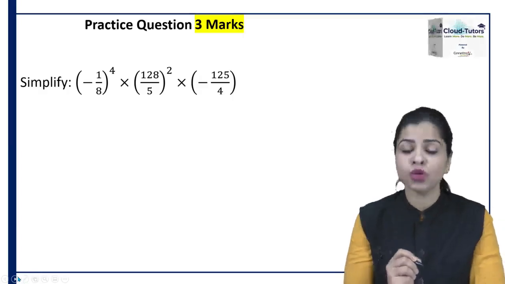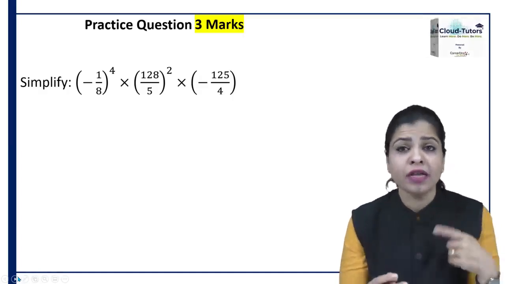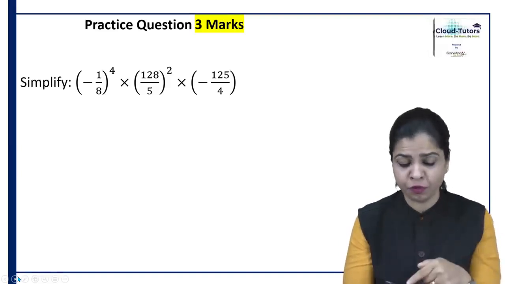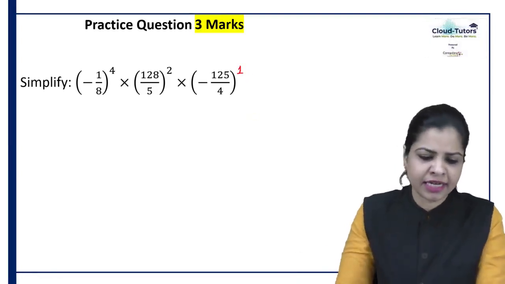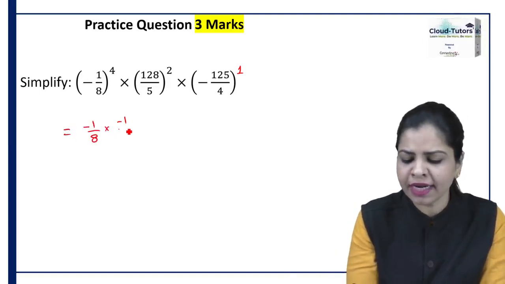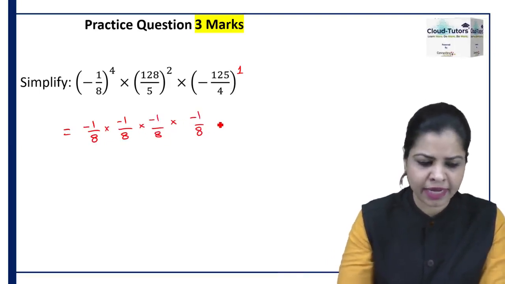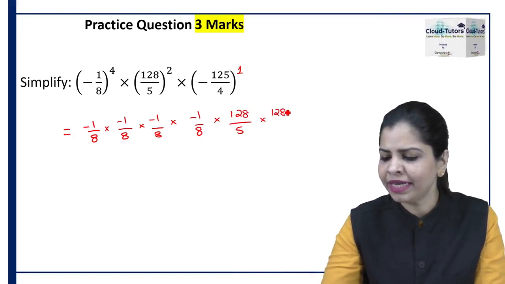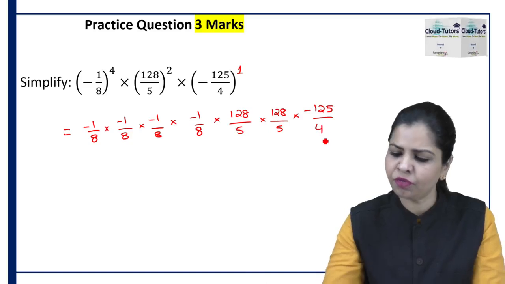(-1/8)^4 into (128/5)^2 into (-125/4). Listen to me how I am reading the numbers. Minus 125, 4 whole power, nothing is given, that means it is 1. Let's write it in the expanded form. So this would be minus 1 by 8 into minus 1 by 8 into minus 1 by 8 into minus 1 by 8 into 128 by 5 into 128 by 5 into minus 125 by 4.